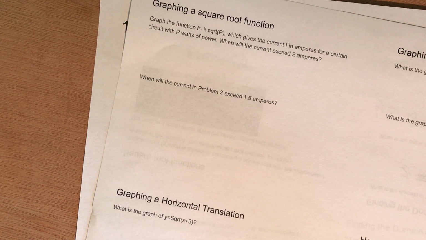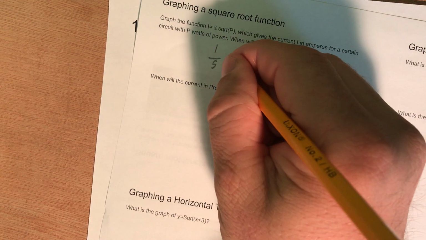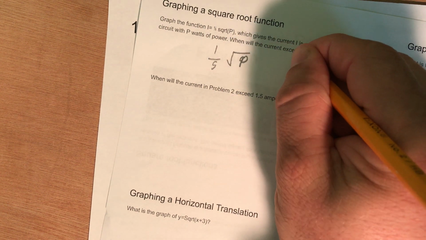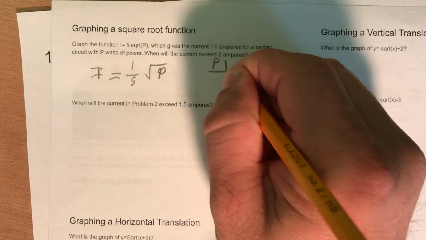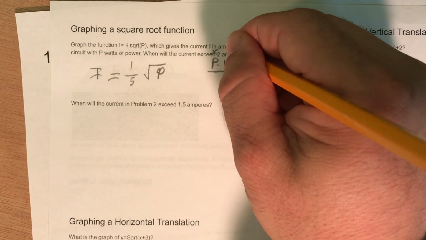Okay. Graph the function I equals 1/5 square root P, which gives the current I in amps for a certain circuit with P watts of power. When will it exceed 2 amps? So you have I equals 1/5 square root P. P is what you sub things in. This is like our X and Y chart here, so technically this is really an X and this is a Y.